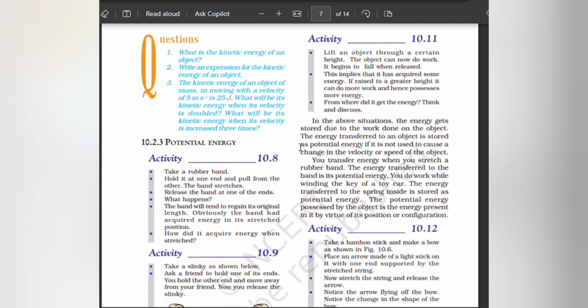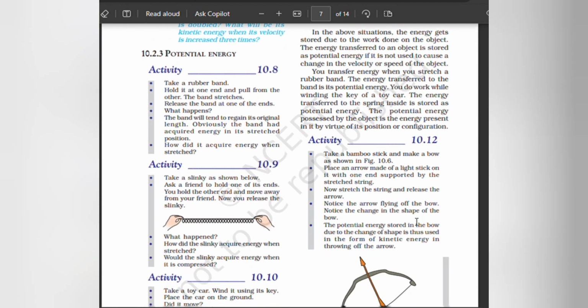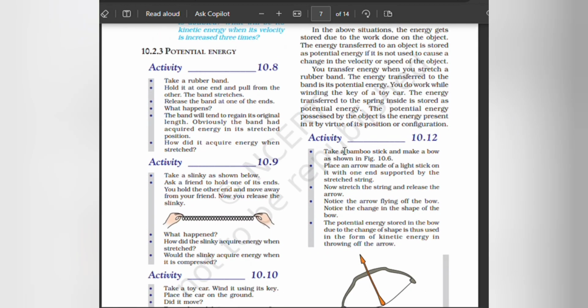In the above situations, the energy gets stored due to the work done on the object. The energy transferred to an object is stored as potential energy if it is not used to cause a change in the velocity or speed of the object. You transfer energy when you stretch a rubber band. Energy transferred to the band is its potential energy. You do work while winding the key of a toy car. Energy transferred to the spring inside is stored as potential energy. Potential energy possessed by the object is the energy present by virtue of its position or configuration.